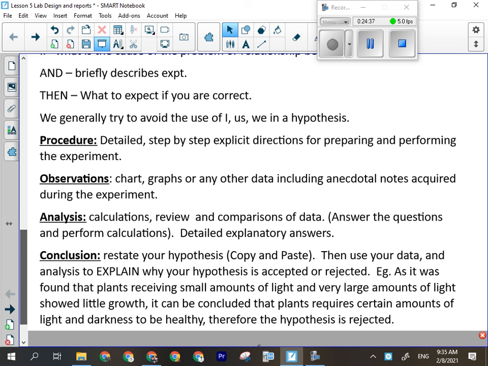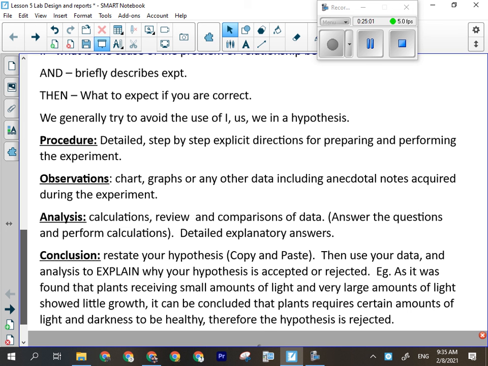Is it okay to reject your hypothesis? Is it okay for your hypothesis to be wrong? Yes. You are not going to lose marks on a lab report because you have to reject your hypothesis. People always think that, and they go back and they're editing, like, oh shoot, that didn't work out. I don't want my hypothesis to be wrong. So they just go back and change their hypothesis. Don't do that. It's fine.